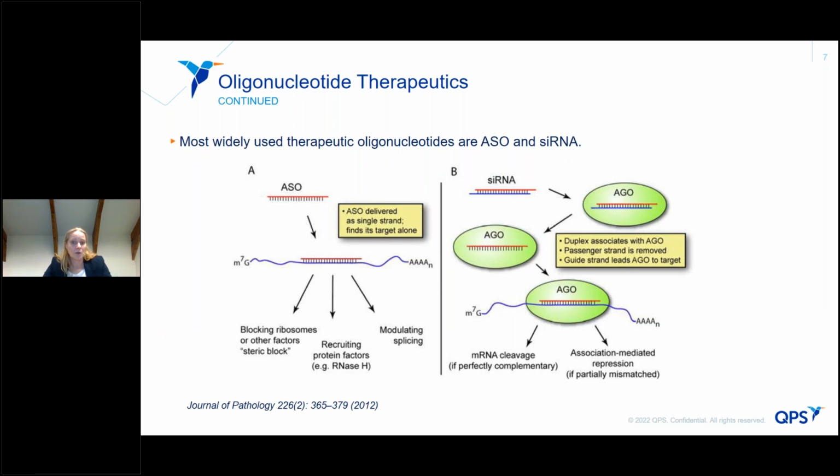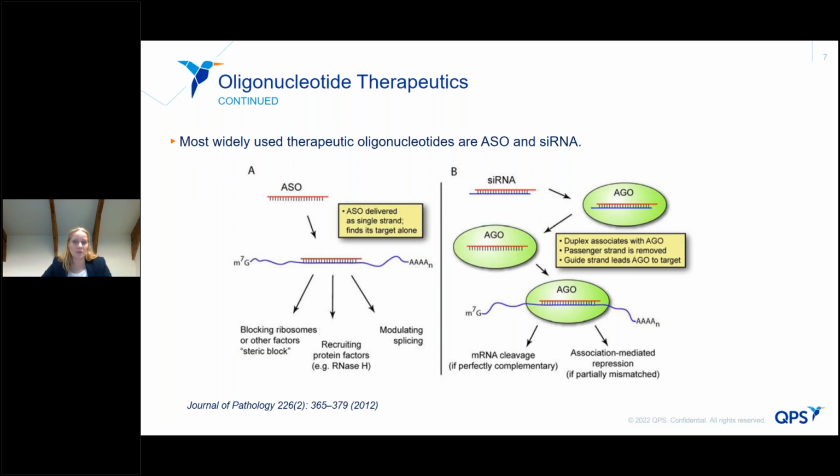So the most widely used therapeutic oligonucleotides are ASOs and small interfering RNAs. Below is a schematic diagram of the mode of action. In the left picture, you see a single-strand oligonucleotide that is hybridized to a complementary sequence via Watson-Crick base pairing. Once hybridized, it can either block the ribosomes or other factors, which is called steric block. Also, protein factors like RNase H can be recruited, or it can modulate the splicing process.